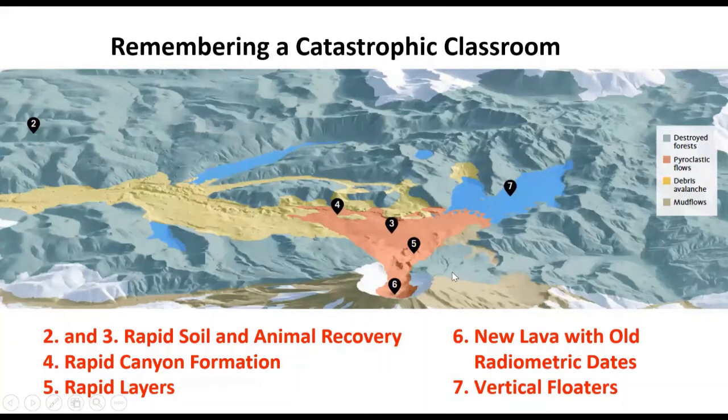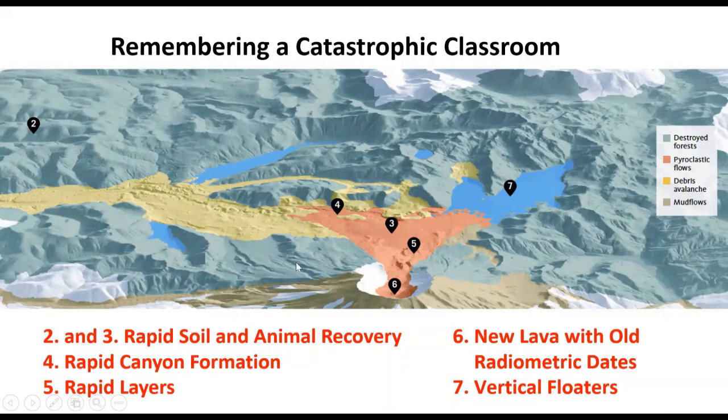And here are some of the things that we can see. Okay, this greenish gray color is destroyed forests. Then the red one is pyroclastic flows from the mountain here. And then this orangey thing is the debris avalanche. And then the brown color is the mud flows. Okay, so you have numbers 2 and 3. Whereas to 2 and 3, you have rapid soil and animal recovery in these areas.